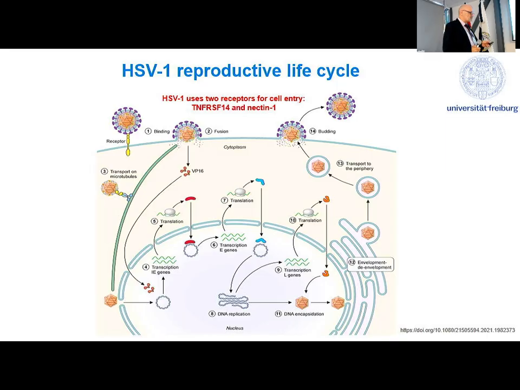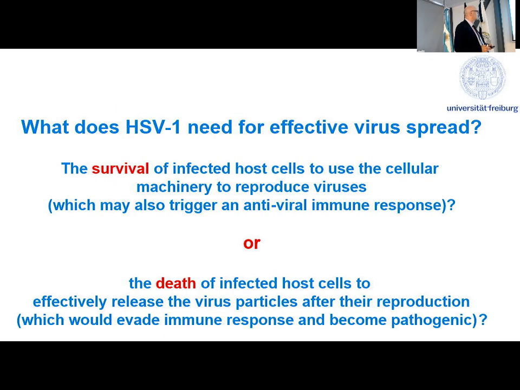The virus enters epithelial cells, for example, and also immune cells, through mainly two receptors, the TNF-like receptor and nectin-1. It then disassembles, and then through several translation events, it forms new viruses. Now the question is, what does the virus need for effective virus spread? You would think that the infected cells should first survive so that the virus can multiply to reproduce.